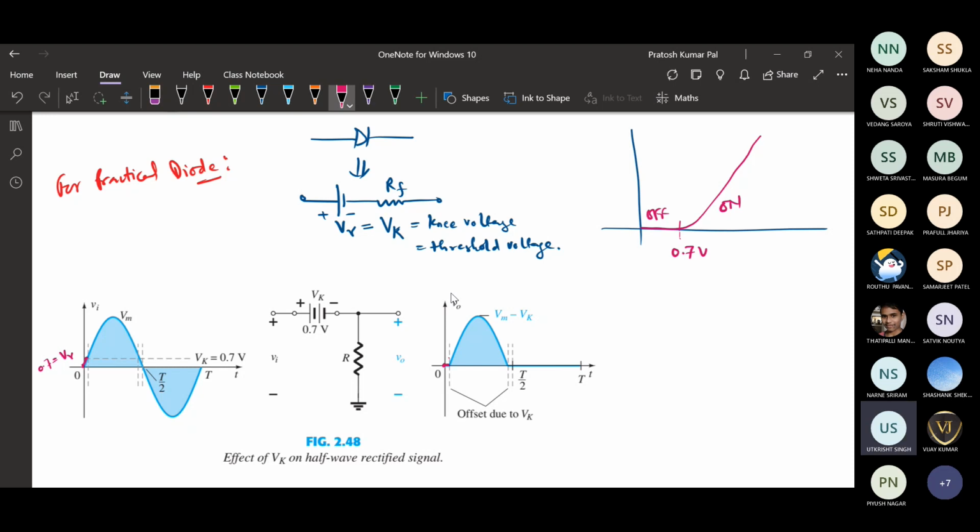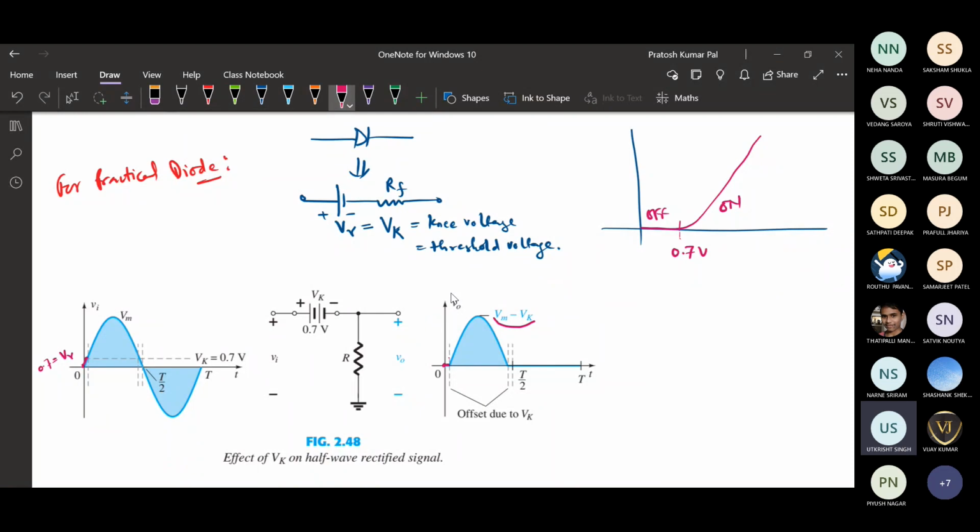After that, whatever waveform is there, the same waveform we get at the output, but with V maximum minus 0.7 volt. So at the output we will be getting a maximum value of V maximum minus Vk. With the cut-in or knee voltage, that is the threshold voltage drop, we will be getting the output with some loss of the signal. So we are getting some loss because of this knee voltage.